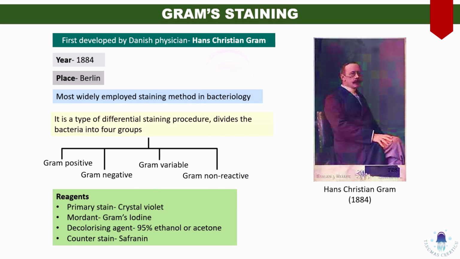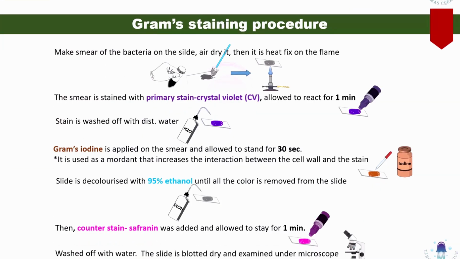It is a type of differential staining procedure that divides the bacteria into four groups: Gram positive, Gram negative, Gram variable, and Gram non-reactive. So Gram positive and Gram negative, we all must have heard, and the other two categories are Gram variable and Gram non-reactive. The reagents used for Gram staining include the primary stain, that is crystal violet, Gram's iodine, a decolorizing agent, that is 95% ethanol or acetone, and a counterstain, that is safranin.